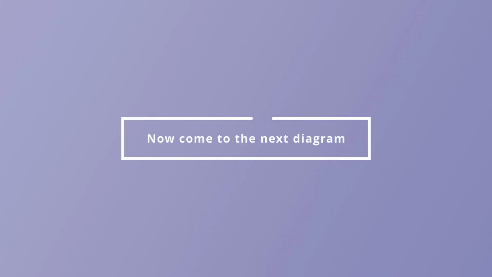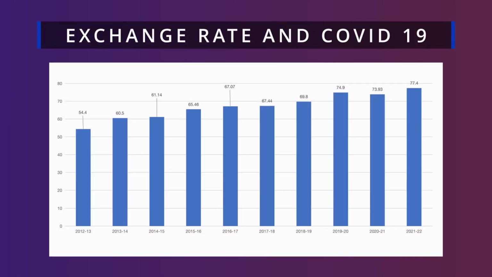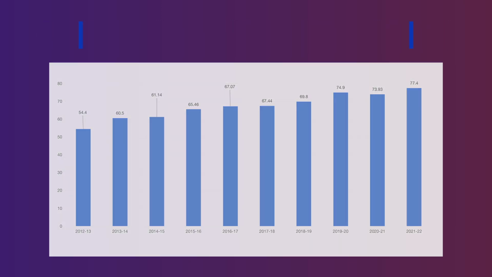Now come to the next diagram. The diagram is showing how the exchange rate has changed in India over the last 10 years. If you leave aside the first couple of years and just concentrate on the last 3 bars, because the last 3 bars show the situation during COVID-19, you can see the exchange rate increased from 74 to 77, around 78 rupees, by 2021-22. So we can understand that there is a huge increase in the exchange rate, or we can say there is a significant devaluation of the Indian currency during the COVID pandemic period, the last 2 years.